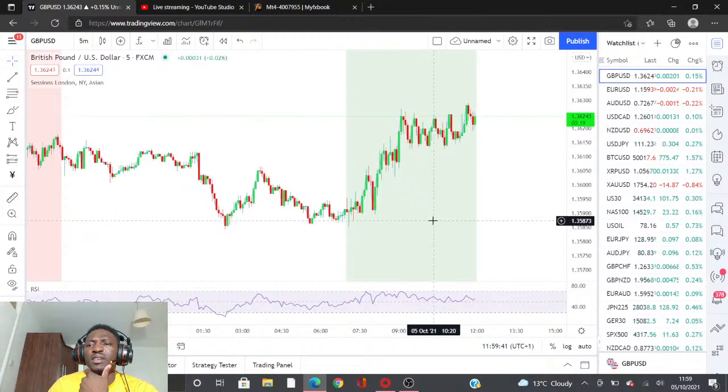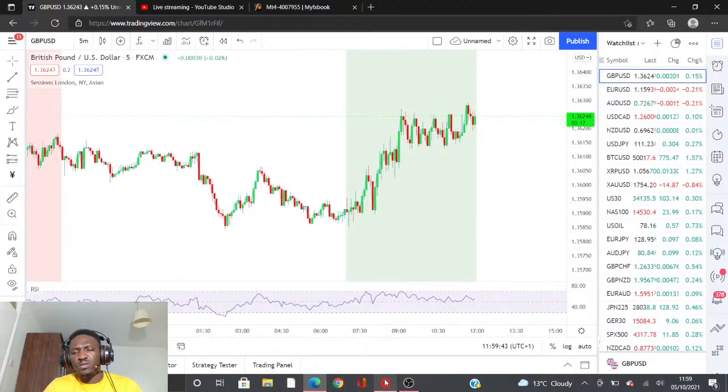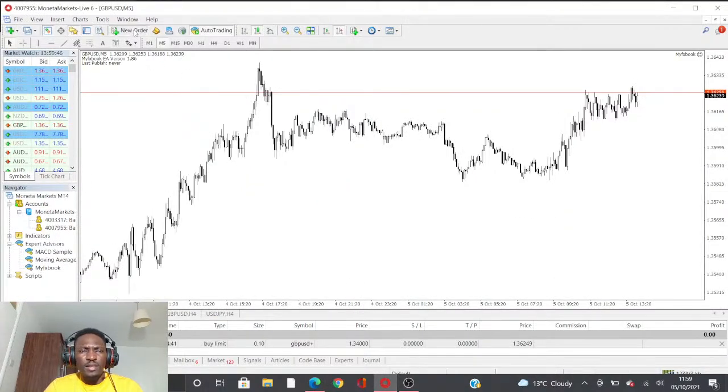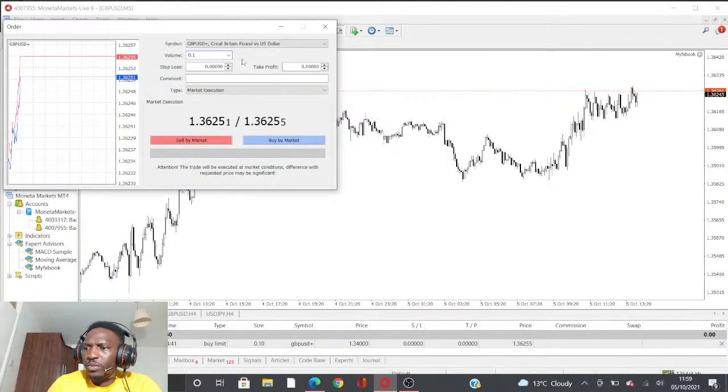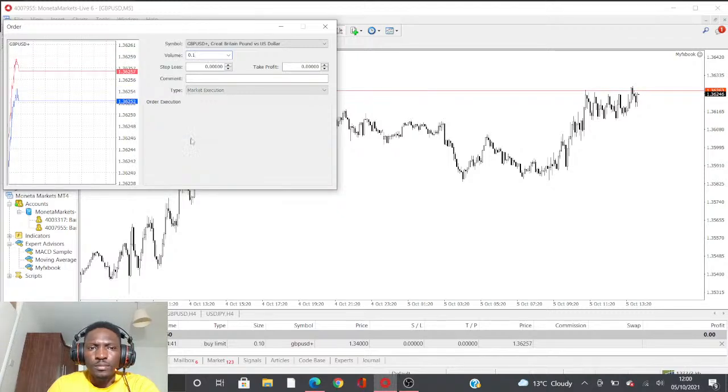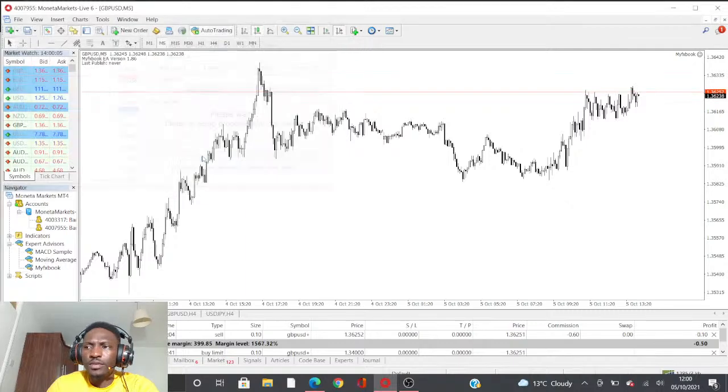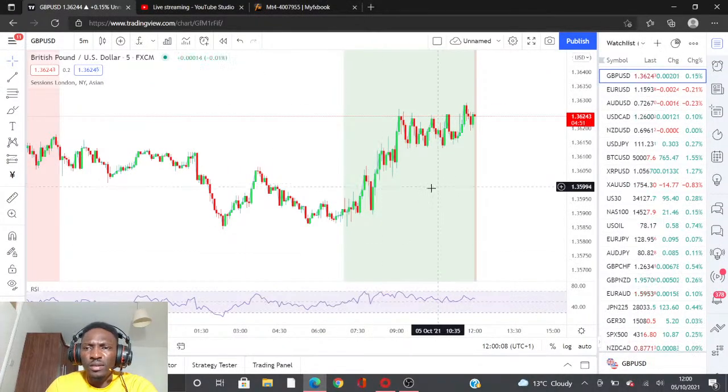Okay, so I'm 20 seconds away. I'm going to go over to the account, and today we're going to go with 0.1 lot as opposed to the 0.05 that I went with yesterday. So it's going to be 0.1 lot today. And that's it. I've taken a short position.